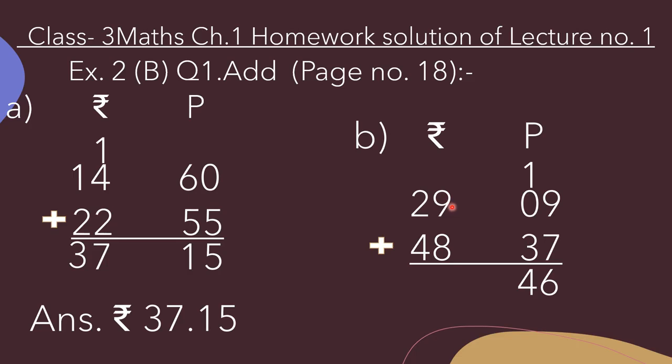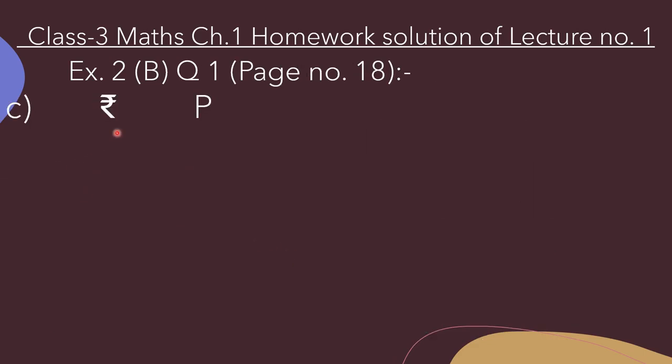Okay. Now 9 plus 8, that is equal to 17. So here 17 is a 2-digit answer. That's why we will write 7 here and 1 will be carry over. Now 1 plus 2, 3. 3 plus 4, 7. So what is the answer? That is 77 rupees 46 paise, or we can write it like this, rupees 77.46.